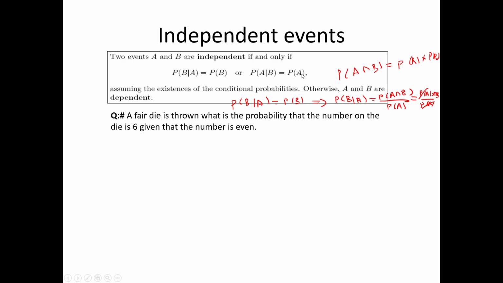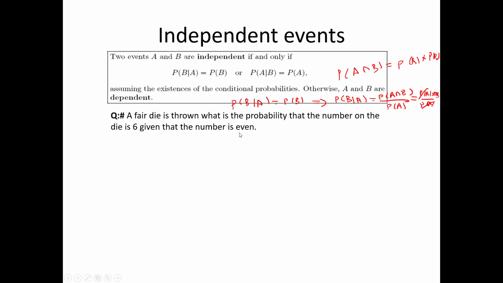So you need to understand this independence rule, and you also know what is dependent and what is independent, because I already discussed dependent and independent examples in every lecture. So let's start with a simple example. A fair die is thrown. What is the probability that the number on the die is 6 given that the number is even?